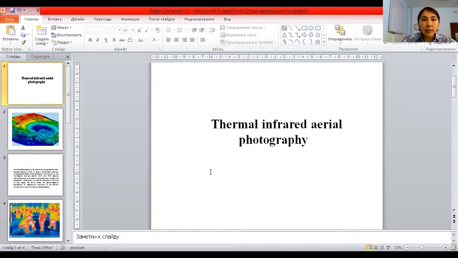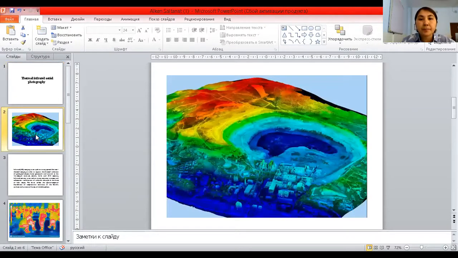On the second slide, you can see the photo of this thermal infrared aerial photography. According to it, we can say that blue color can be water, maybe ocean, sea, maybe a river. Then here we can see the colors red, yellow, green. Green, we know here, is a forest and wood.